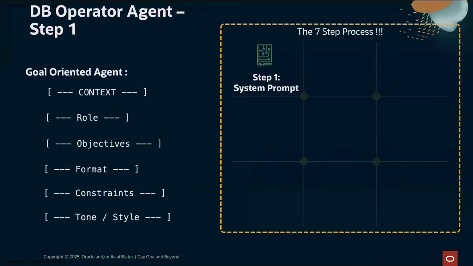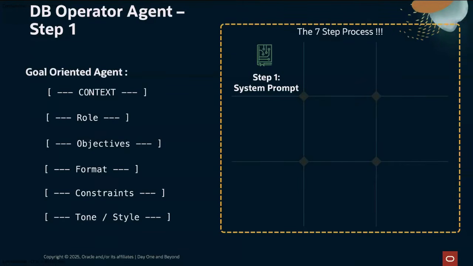Step 1 is where you define the agent with a goal. That's why we call it a goal-oriented agent. In the example that you will see, DB operator, the name itself says that this agent somehow operates against a database. The personas we talk about will be around database administrators, database developers, or data analysts, right? So that's the entire context, the role, and the goal of the agent. And you define those at the very beginning.